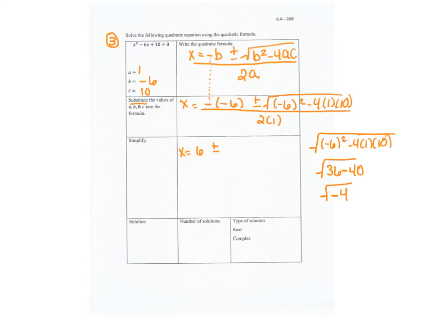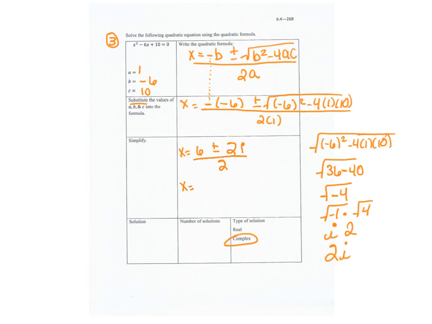Look at that. I'm going to have my first complex number system answer. I can't take the square root of negative 4. Instead, I have the square root of negative 1 times the square root of 4. The square root of negative 1 is i. You remember that from our complex number system. The square root of 4 is 2. But instead of i2, we always like to put our coefficient first, so it would be 2i. So now I have x equals 6 plus or minus 2i, all divided by 2.